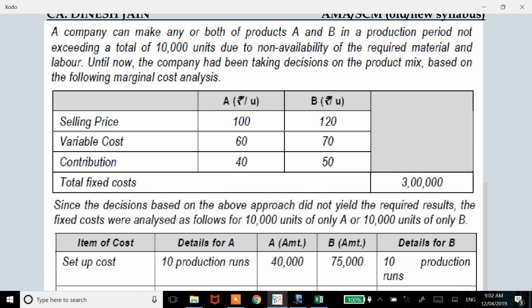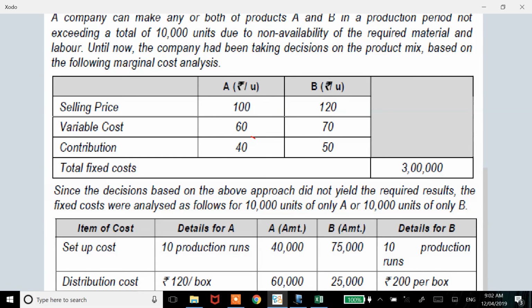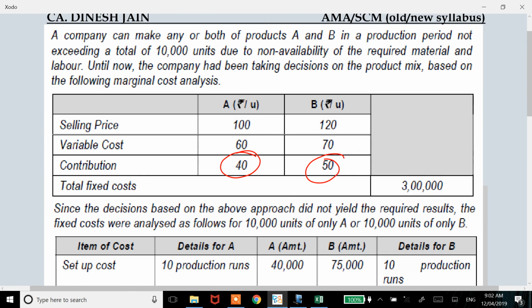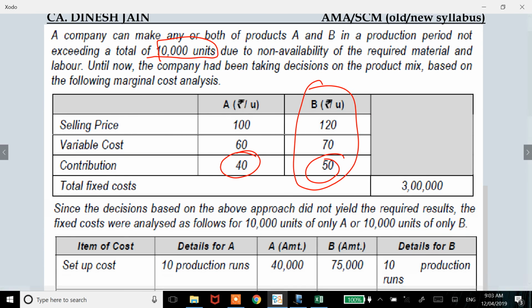Okay, I'll first explain the question. This is the traditional analysis, 40 rupees of contribution, 50 rupees of contribution. The rule states that I can produce a total of 10,000 units. I can produce product A, product B, or a combination of the two, but not more than 10,000 units. That's the limiting factor. If I just go by this data, I'll produce 10,000 of B because that will give me 50 rupees contribution. My fixed cost is 3 lakh, so I make a profit of 2 lakh rupees: 10,000 into 50 minus 3 lakh.